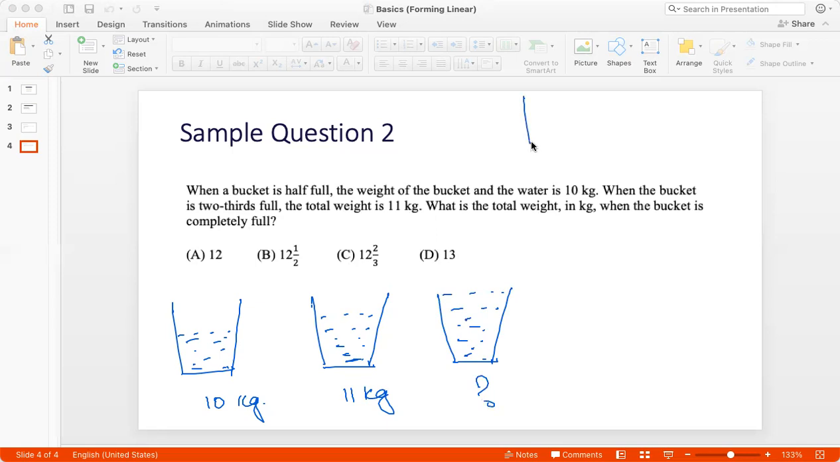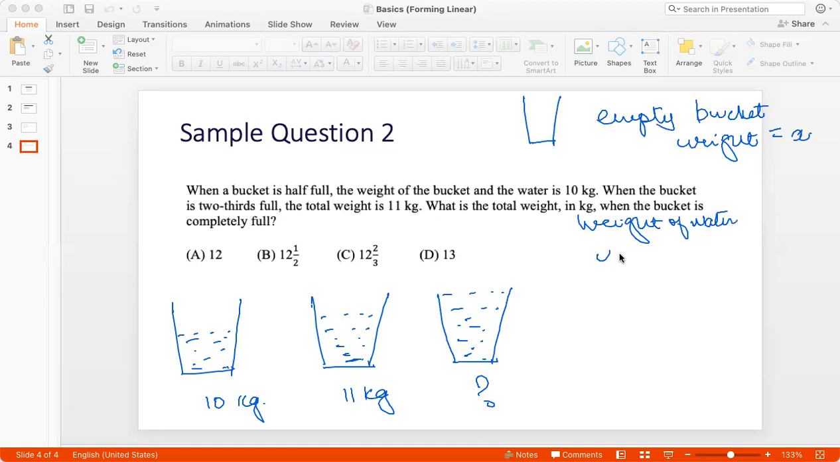Let me choose the empty bucket weight as x, and let me choose the weight of water when bucket is full as y, right? So when the bucket is full, the weight of water inside is taken as y, and the weight of the empty bucket is taken as x. So we basically have to find x plus y. That's what the question has asked us.